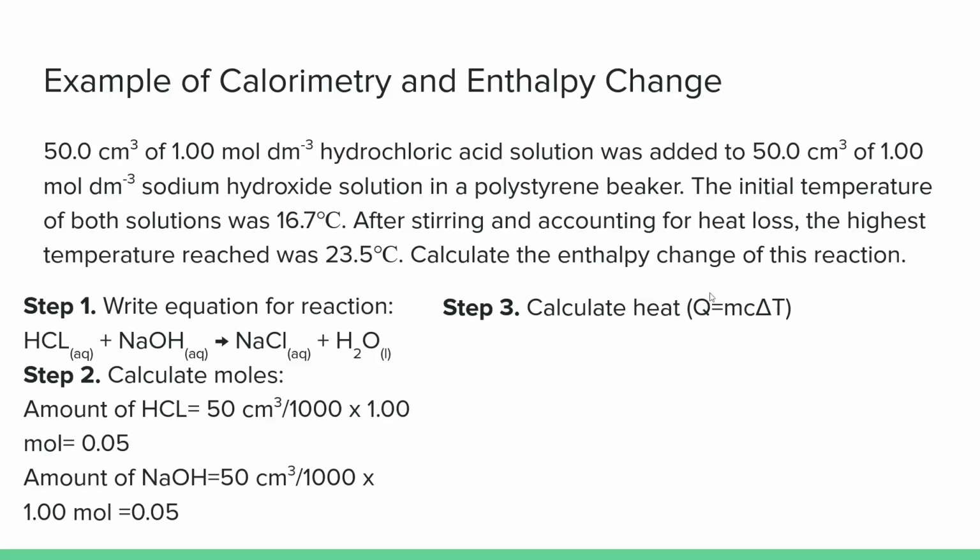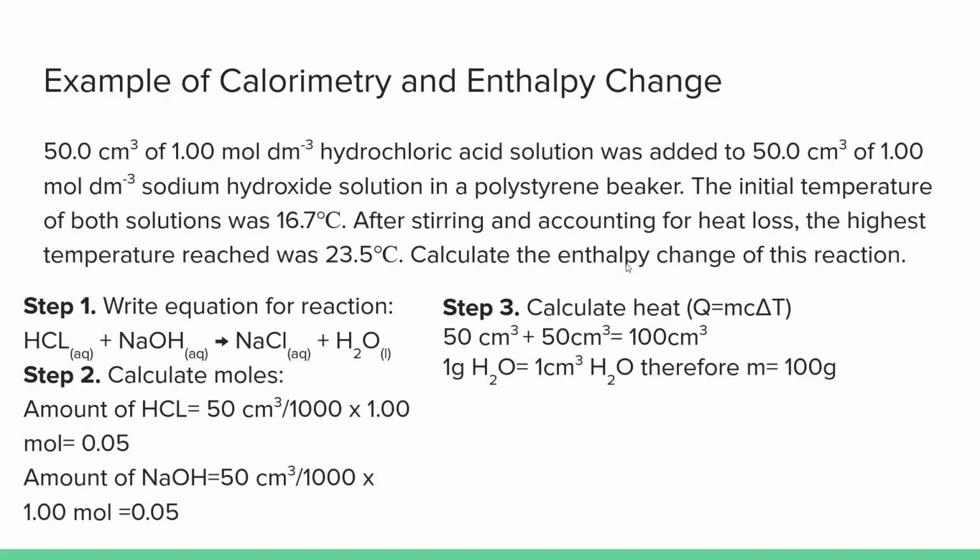Remember, this is going to be Q equals mc delta T, and you don't have to remember this because it's in your data book. So 50 centimeters cubed plus 50 centimeters cubed equals 100 centimeters cubed total of solution, right? So that's all the stuff that you're going to have in your polystyrene beaker. Now, 1 gram of water is going to equal 1 centimeter cubed of water. So therefore, because we have 100 centimeters cubed, our mass is going to equal 100 grams. Now, your specific heat is going to equal 4.18 joules per gram per Kelvin.